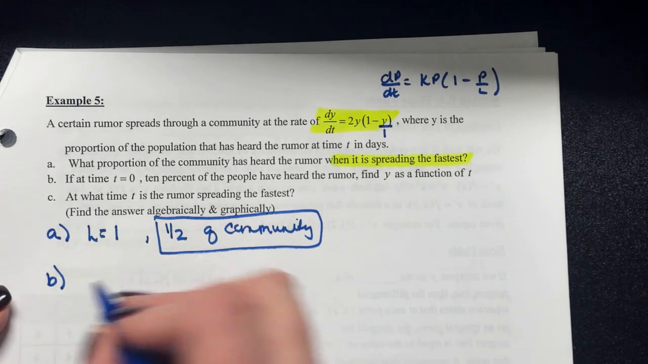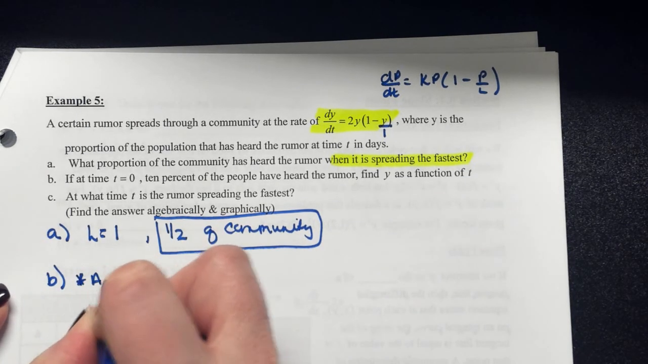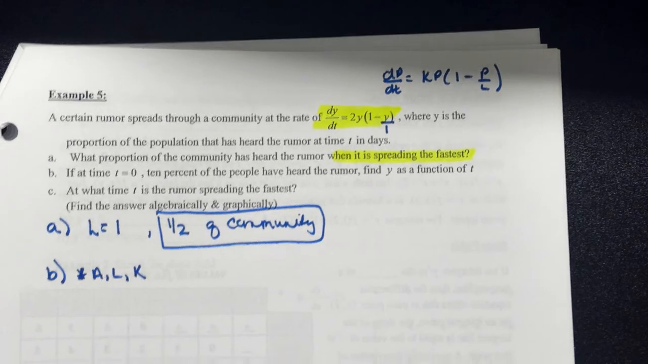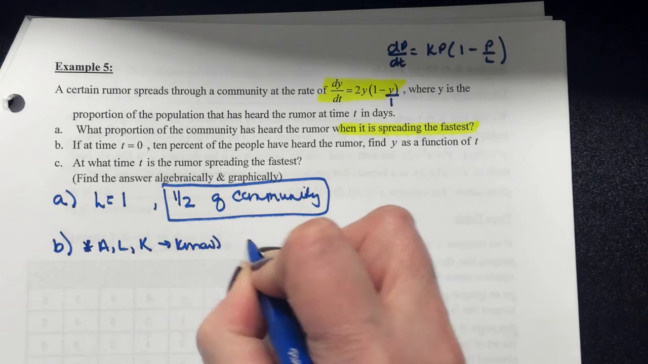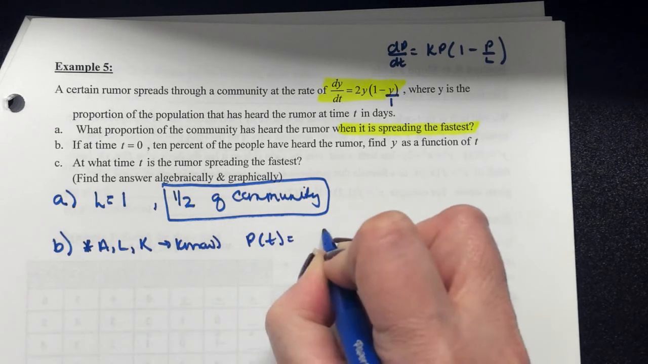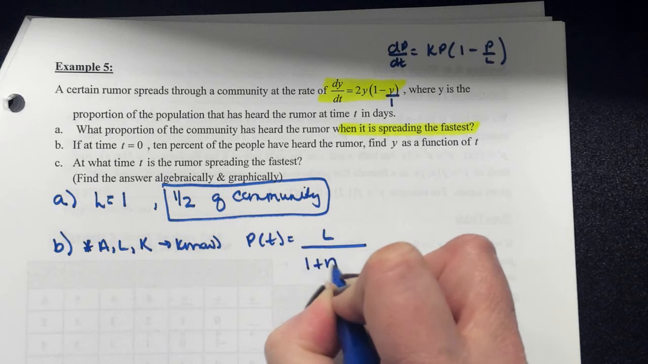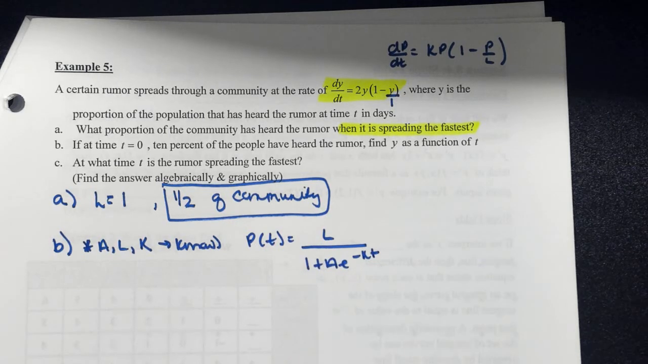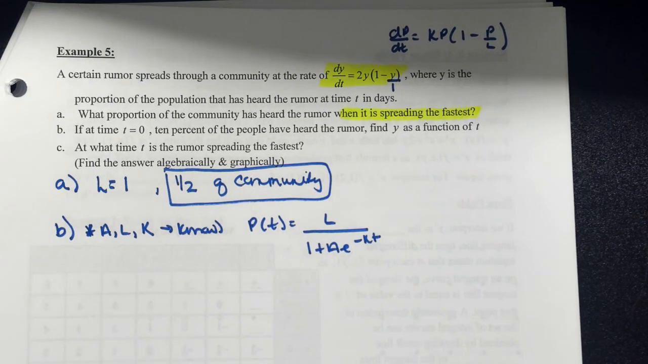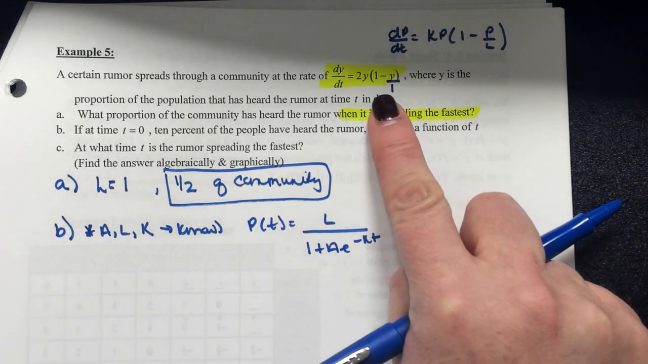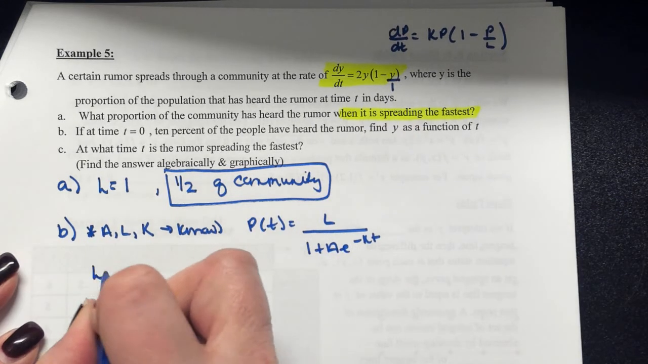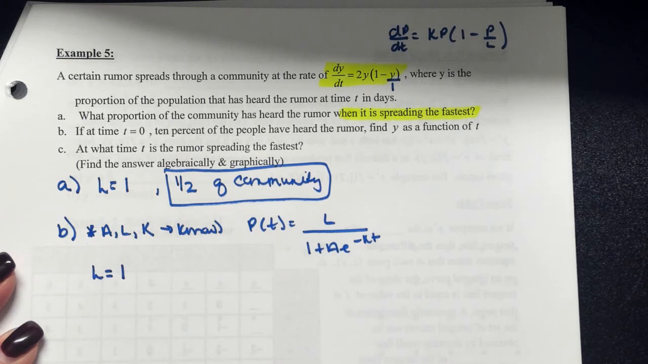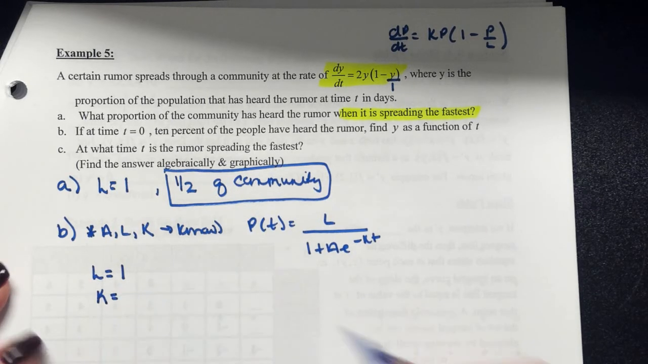All right, again, what do you have to know? You have to know your A, your L, and K in order to write the equation. Remember, the equation is in the form of L over 1 plus A times e to the negative kt. Like I said, they're giving you the differential form, so you should be able to know what the L and the K value are going to be. What is L equal to? L is equal to 1. What is the K value going to be? 2.